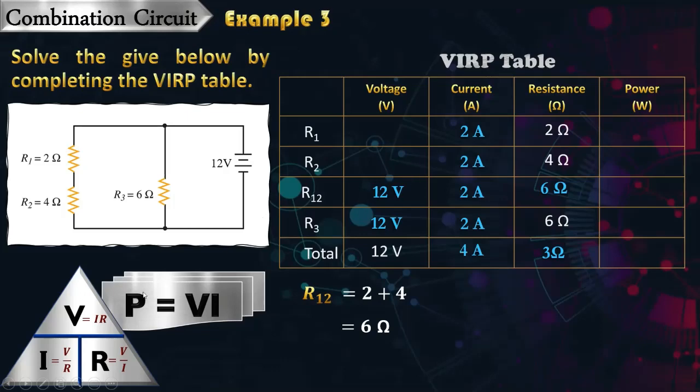To get the voltage, we simply multiply current times resistance. So that is 2 times 2 is 4 volts, and 2 times 4 is 8 volts. Now, this time, the last column is the power, and the formula is P equals voltage times current. So that is 4 times 2 is 8 watts. 8 times 2 is 16 watts. 12 times 2 is 24 watts, still 24. And the total power is 12 times 4, which is 48 watts.